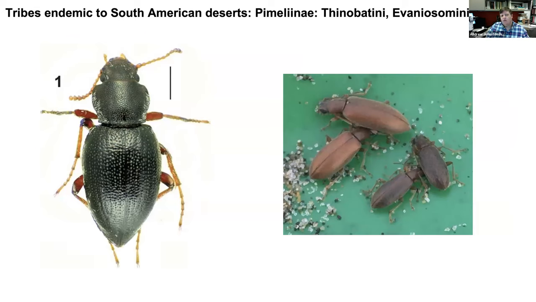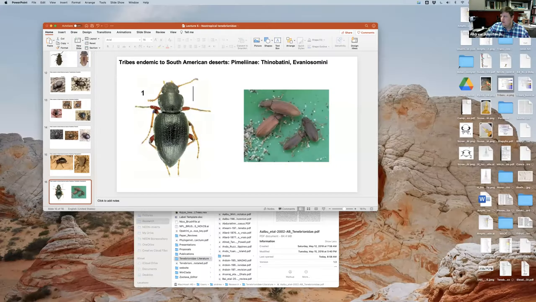And we heard a little bit about these from Aaron's phylogeny yesterday within the Pimeliinae, the Thinobatines and Avaniosomines, and then a number of other things that have been previously included in the Edrotinae, which is the large tribe from North America. And these all seem to form a clade of South American Pimeliines that are restricted just to those desert regions. So that's just a very quick walkthrough of some of these groups that are restricted to South America. And that's what we have for that region. And I think we have another one from Pat Bouchard coming up.